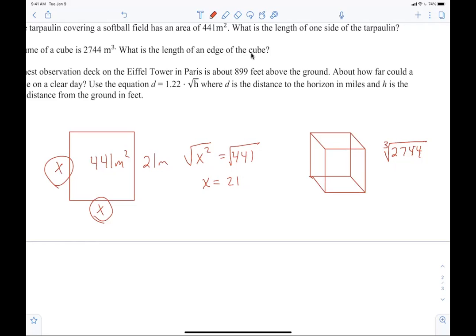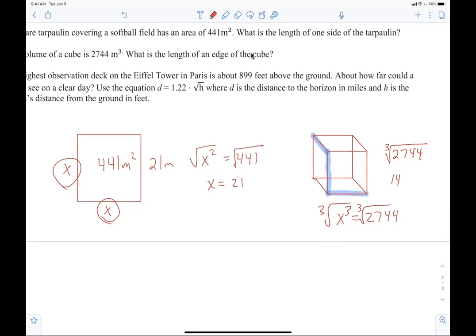Now, the reason why we would do that, again, I always try to tell kids, it's 3-dimensional. So you take the cube root. And again, that was 14. In other words, it's x cubed equals 2744. So you take the cube root of both sides.